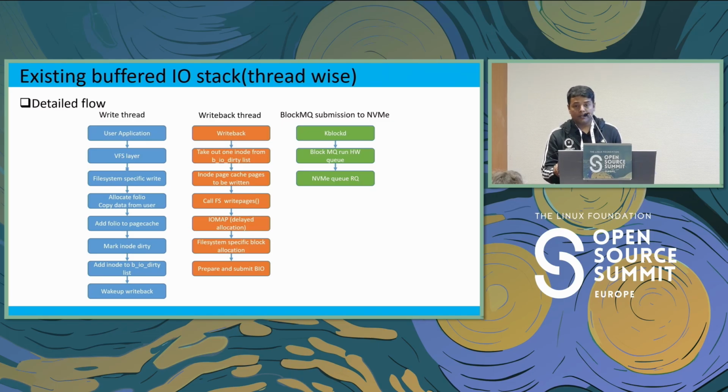And yes, the allocation is done by the file system. And then it prepares the bio and submits it to the kblockd infrastructure. The block MQ triggers, and then it submits the IO to the NVMe device.